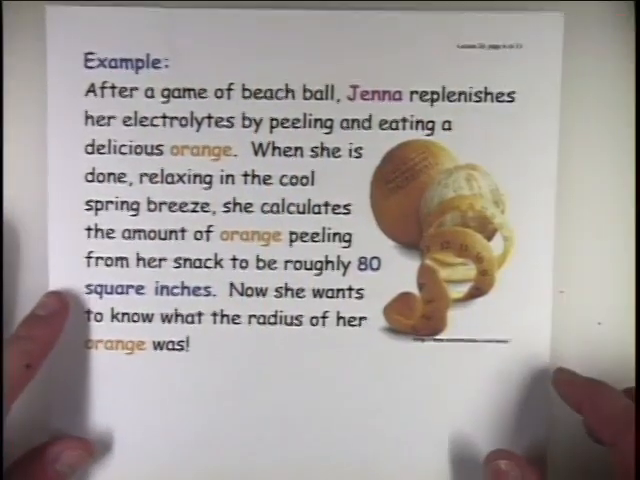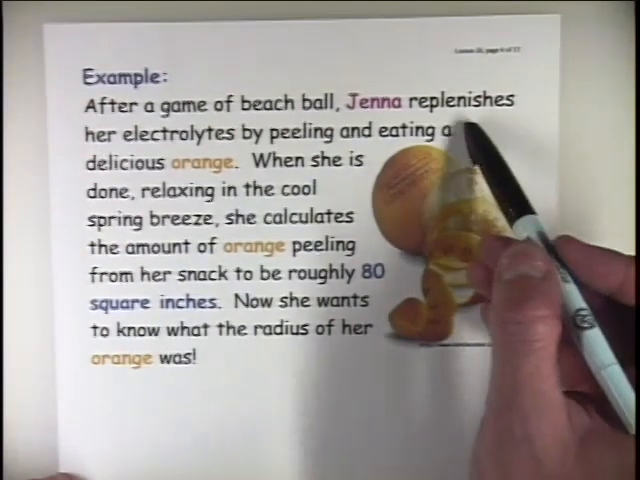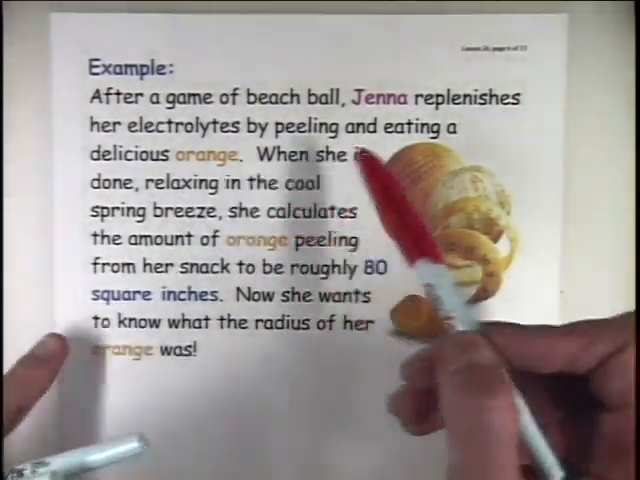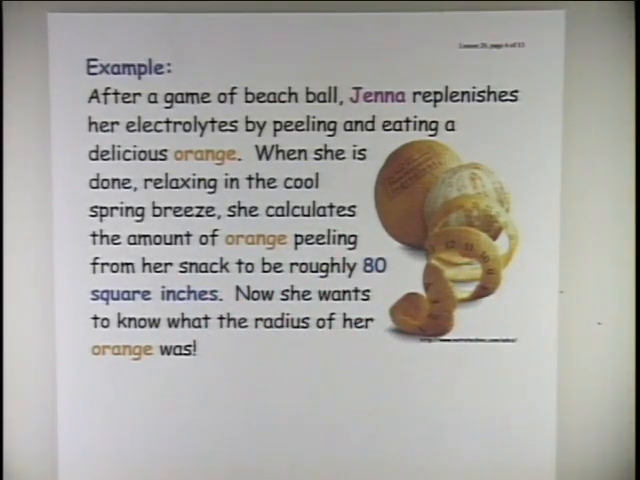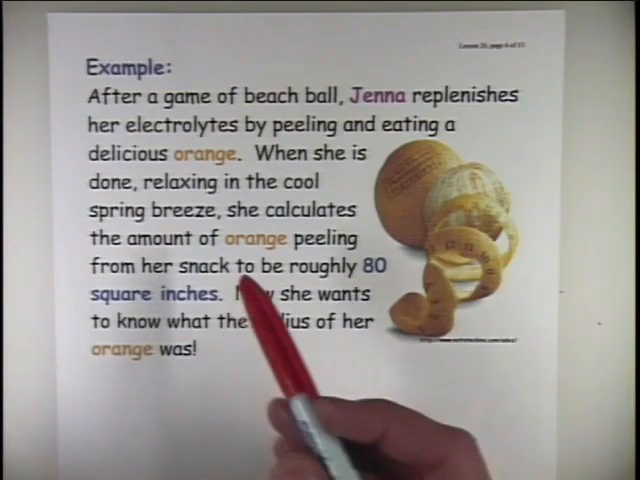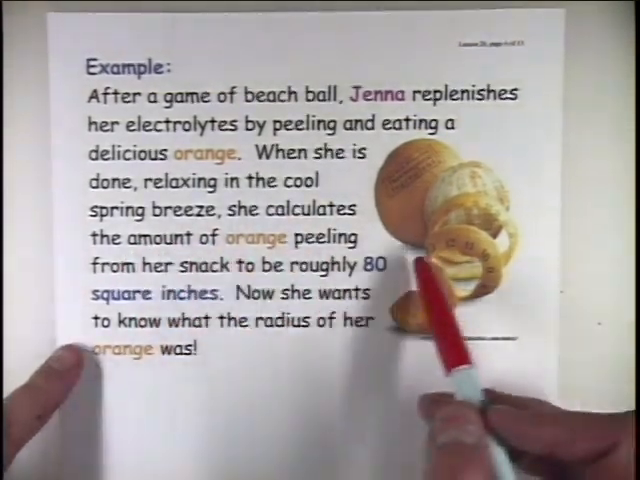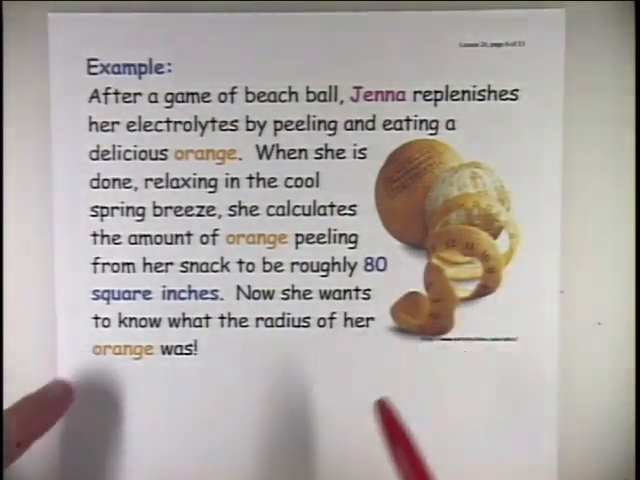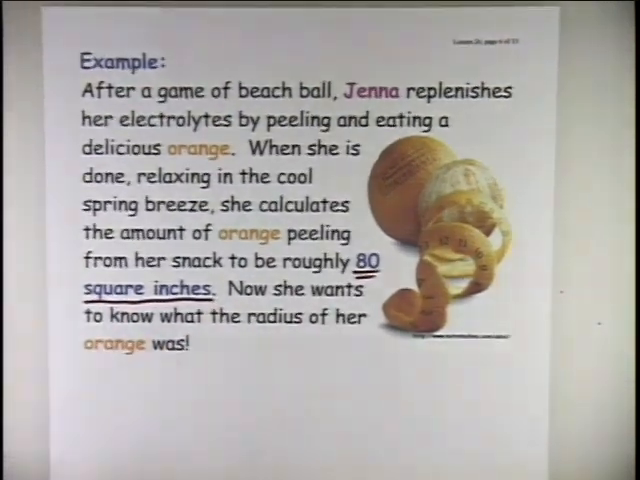All right, still on spring break, we got Jenna. Jenna's on spring break, and she just finished a game of beach ball. She's really thirsty, really dehydrated, so she's going to replenish her electrolytes by peeling and eating a delicious orange. And oranges are much better if you peel them first. Now when she's done eating her orange, relaxing in the cool spring breeze, she's bored, and she's a math person, so she calculates the amount of orange peel that she peeled off to be roughly 80 square inches. So the peeling that's left is 80 square inches.